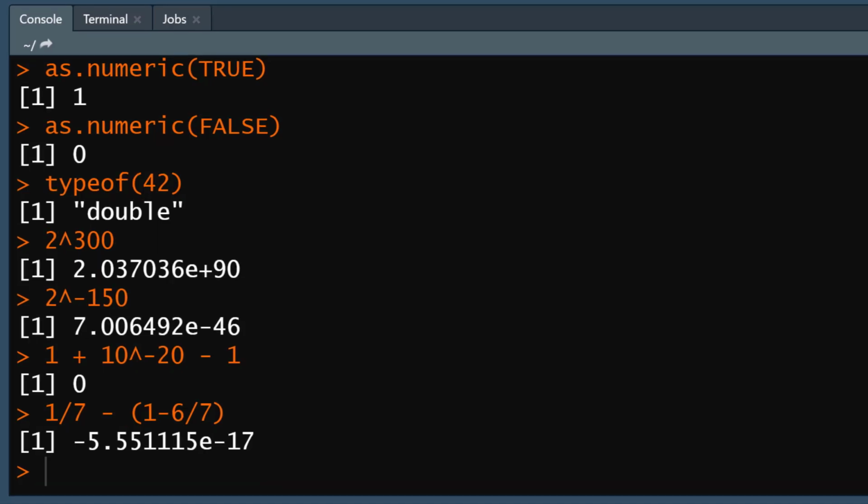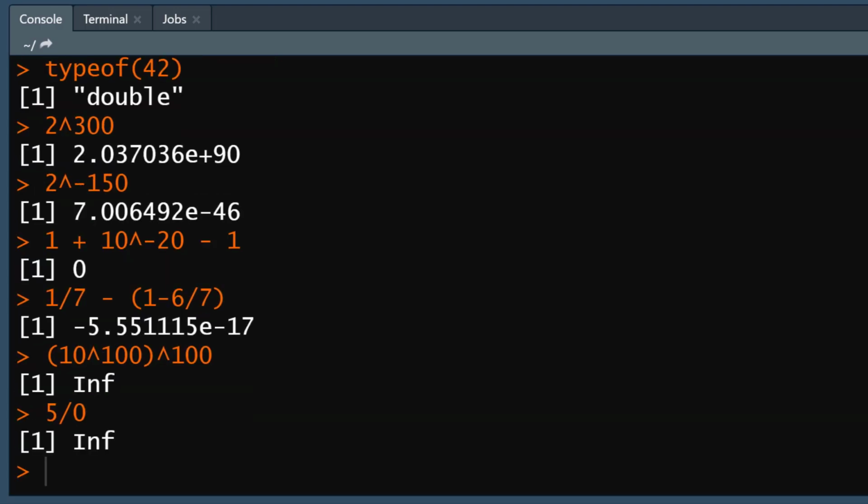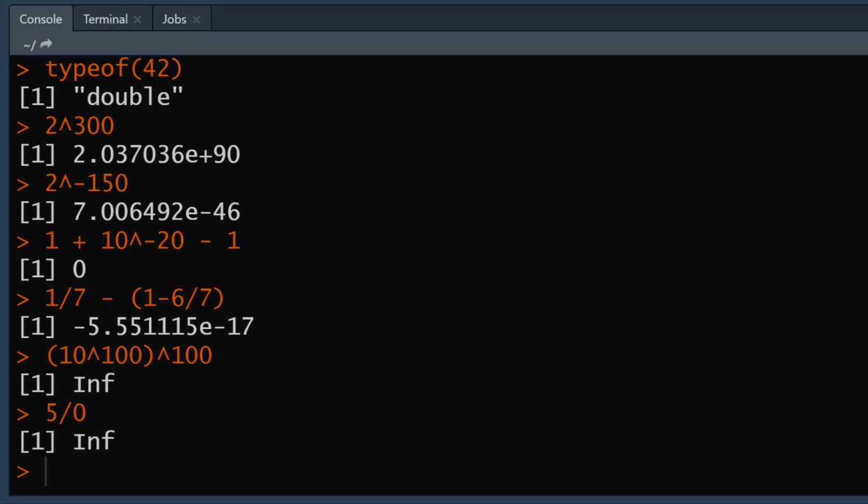Remember, there's also 2 special data types for numbers in R, INF and negative INF, which R uses when a numeric data type overflows. So what I'm going to type in here is 10 to the 100th power to the 100th power. That's much bigger than the 10 to the 300th power maximum that R has for storing numbers. And you can see that I get INF as a response. R also gives you INF when you divide by 0. This is maybe different from some other programming languages where this would result in an error. Instead, for example, 5 divided by 0 gives me INF.